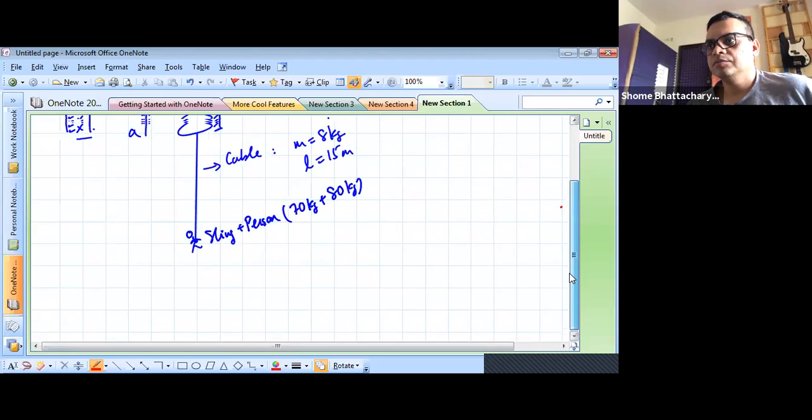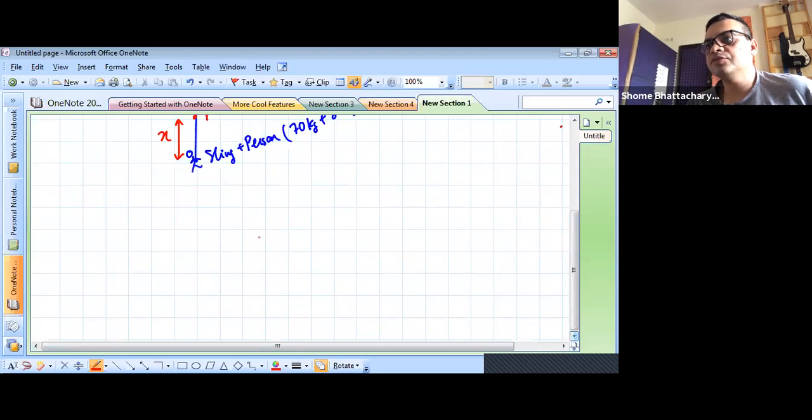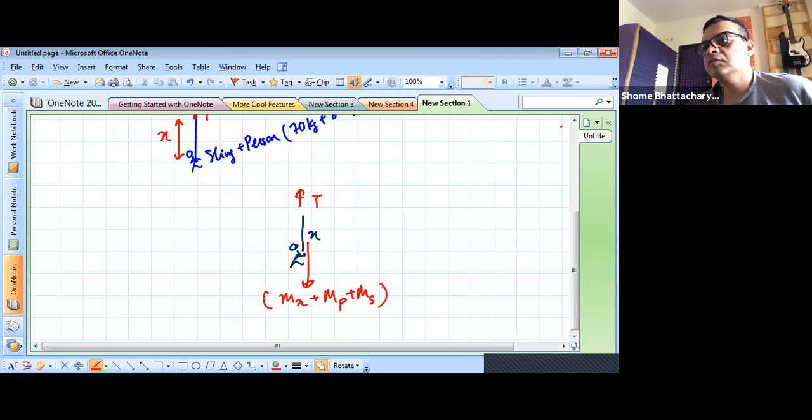Okay, so we now consider a point like this, which is at a distance x from the bottom. So we make a free body diagram of that section: length x of the string plus the person plus the sling. You can see the tension at that point plus the weight, which is the mass of x part of the string plus the person plus the sling. These are the forces and the acceleration is a.